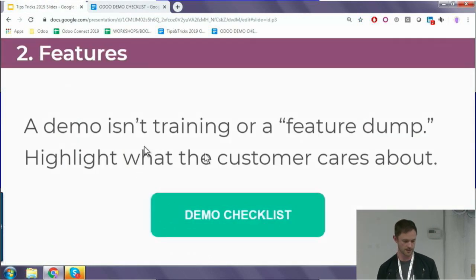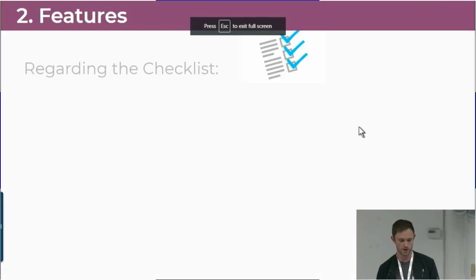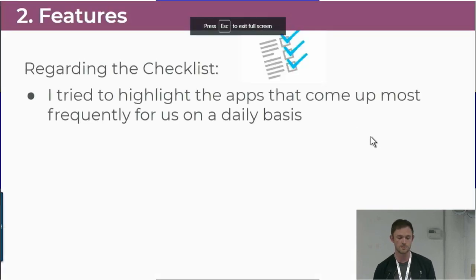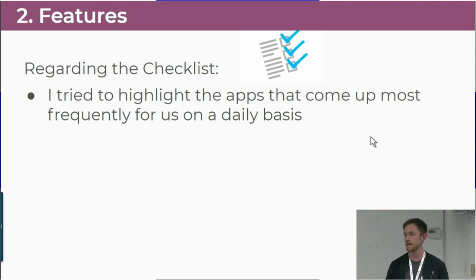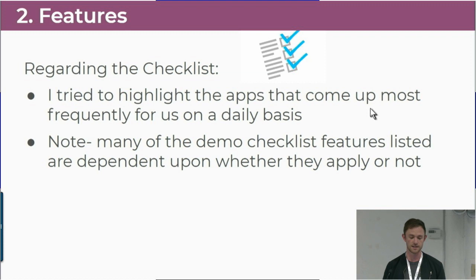And so getting back into the slides to talk about that a little bit more, I would just say regarding the checklist, I tried to just highlight the apps. I didn't feature every single app. I didn't talk about Fleet, for example, which is an app that I like to poke fun at sometimes. No, I try to highlight the apps that come up very frequently, and people talk about them all the time, very important ones. And keep in mind that a lot of the features on there, they're dependent upon whether they matter to the client or not.